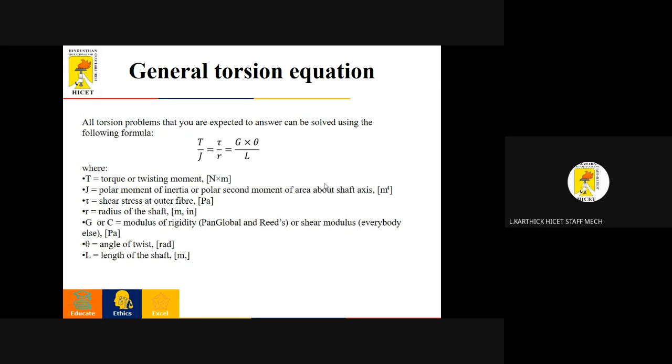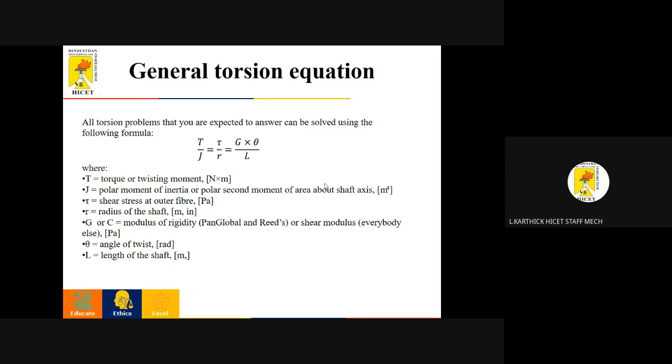See, for example, this is the expression for torsion. T denotes torsion, torque or twisting moment, with the unit of Newton meter. J is the polar moment of inertia, or polar second moment of inertia, for the shaft axis, and its unit is meter to the power 4. Tau is the shear stress at the outer fiber, and its unit is Pascal. Next is r, the radius of the shaft, denoted in meters or inches. G might be mentioned as the modulus of rigidity or shear modulus, also with the unit Pascal. Theta is the angle of twist, in radians, and L is the length of the shaft.